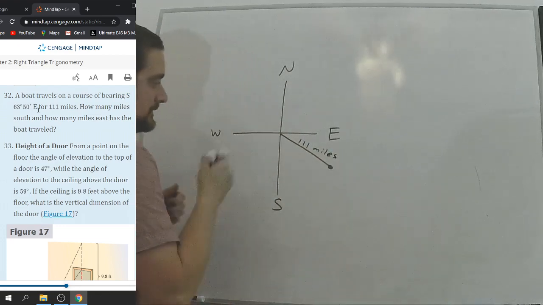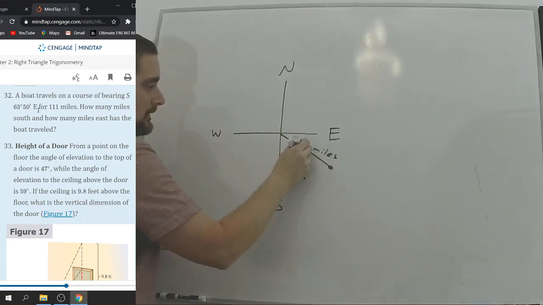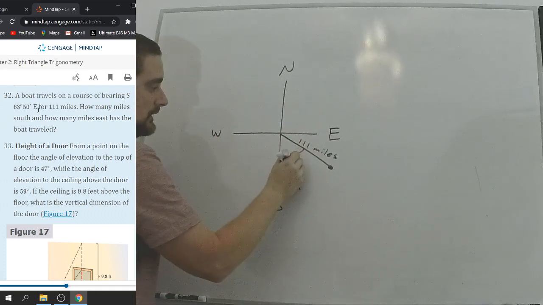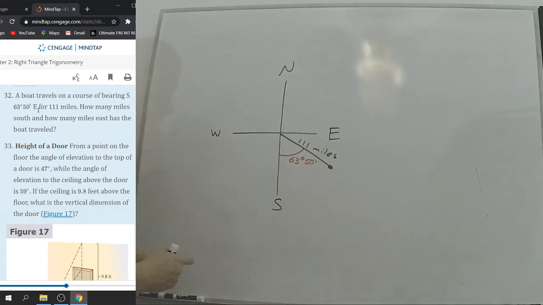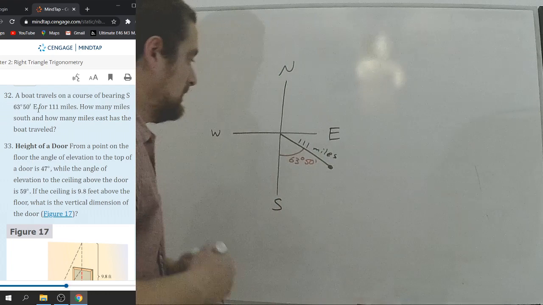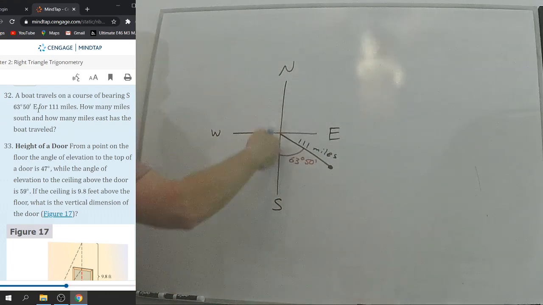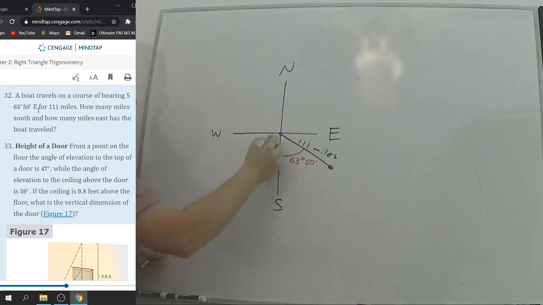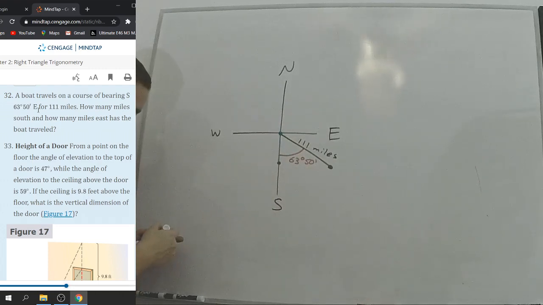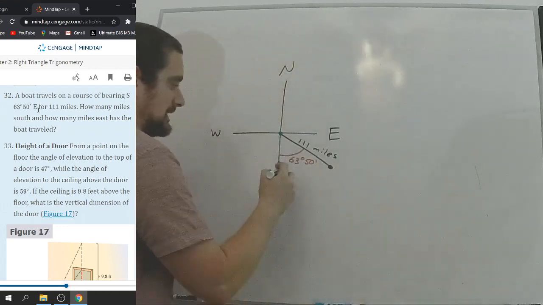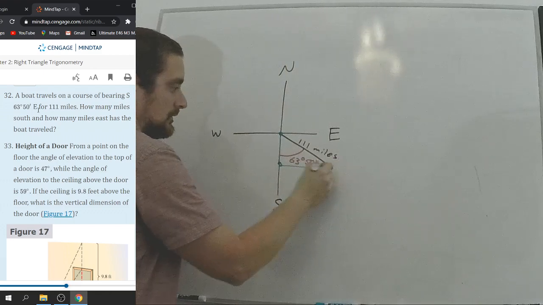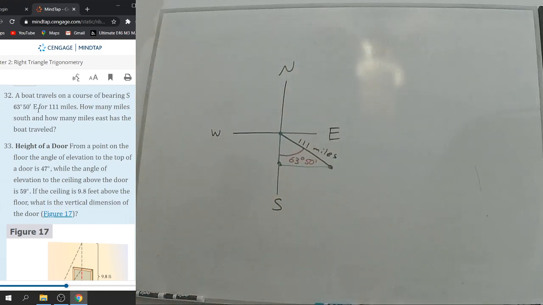Meaning that my angle is measured from the south line and I go eastward 63 degrees and 50 minutes. Now, what this generates is the vertical component and the horizontal component. Here, the vertical component is saying that the boat started somewhere and traveled a certain distance south to get to where it is now, and it also traveled a certain distance to the east to get to where it is now. So that's what we're trying to break down.